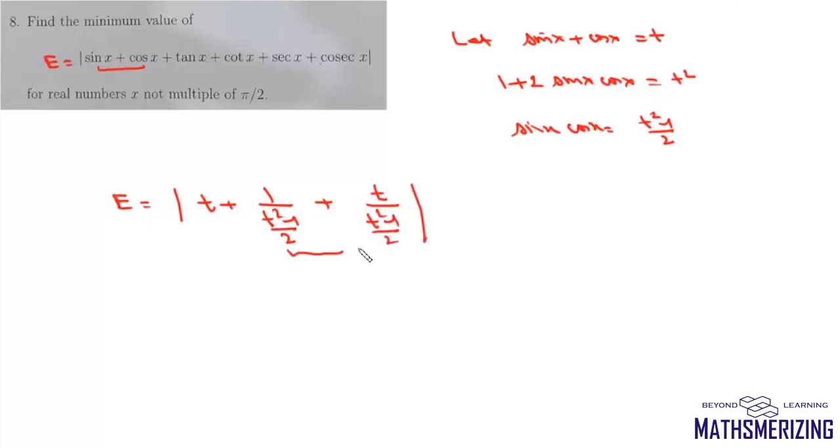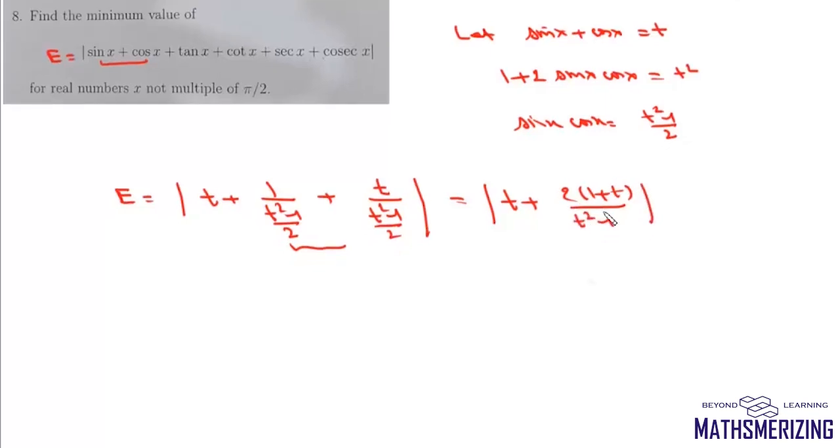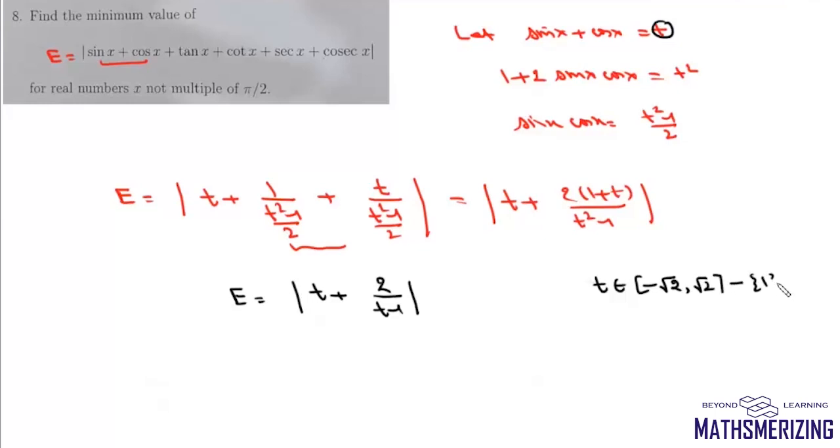Now what we'll do is we'll take these together. We can write this as mod of t plus 2 into (1 plus t) upon (t square minus 1). Now here 1 plus t will get cancelled, so we can write this E as mod of t plus 2 upon (t minus 1). Now we'll find the absolute maximum and absolute minimum for this function for t which is sin x plus cos x. That means the value of t should lie between minus root 2 and plus root 2, and this t should not be 1.